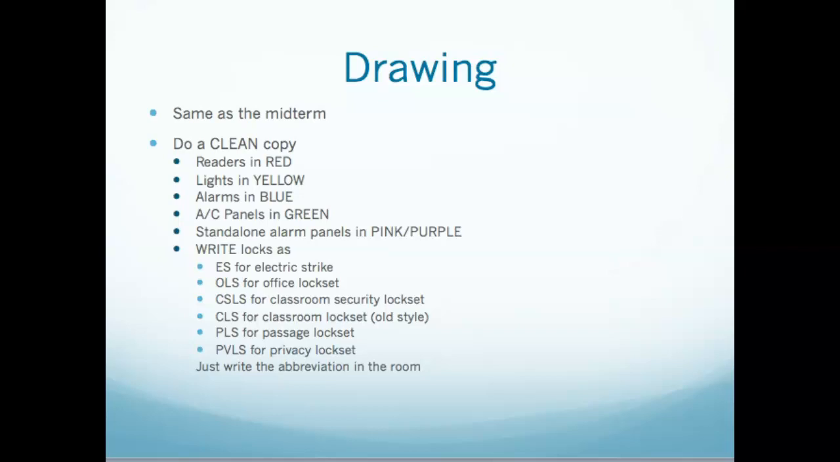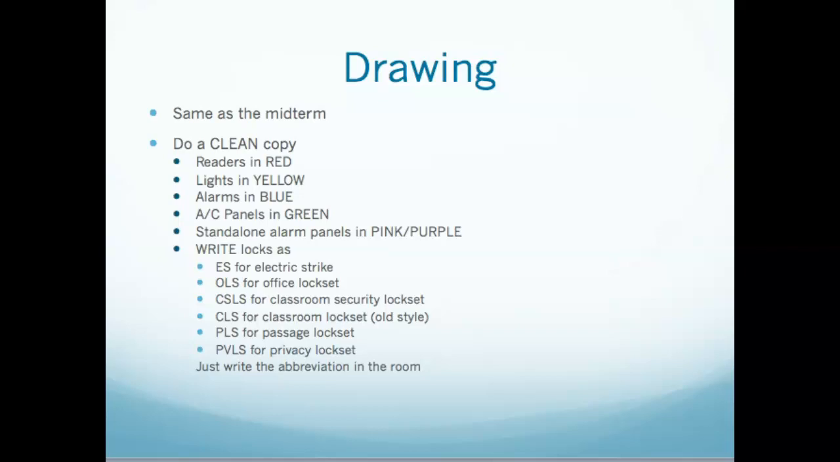Then on the rooms themselves, for the different types of locks you will use, you can go ahead and just write in ES if there's an electric strike. Just write it next to the door. OLS for office lock set, CSLS for classroom security, the old style. I mean, there's the abbreviations for what we studied. And if it's going in a room, like in an office, just write it right in the office. You don't have to put it right on the door because it may get jammed up with other things, right?